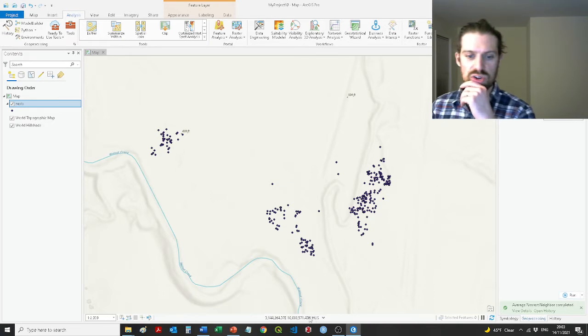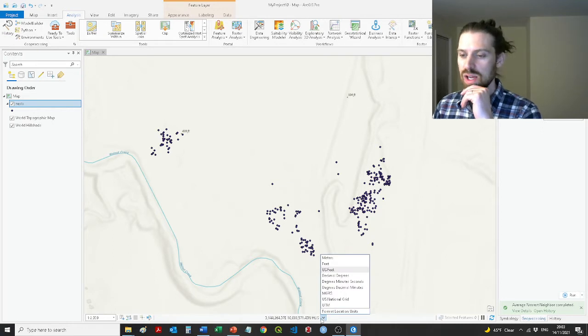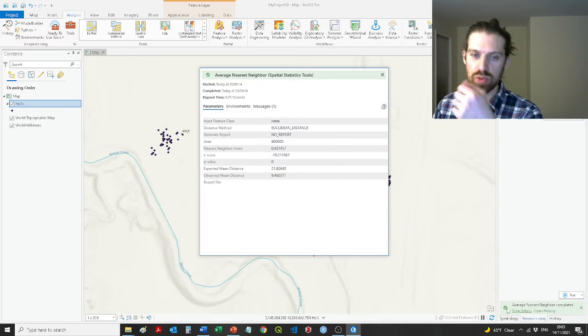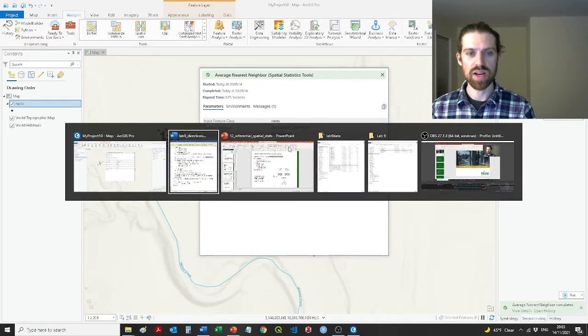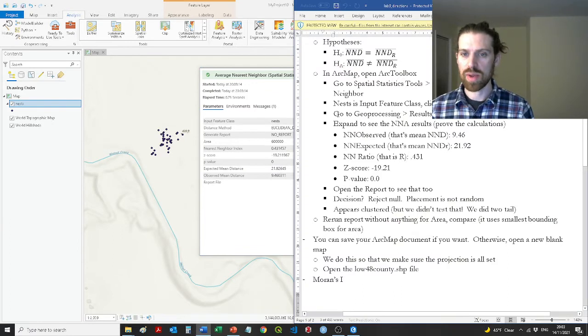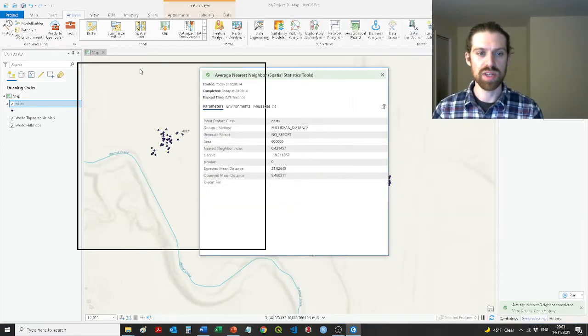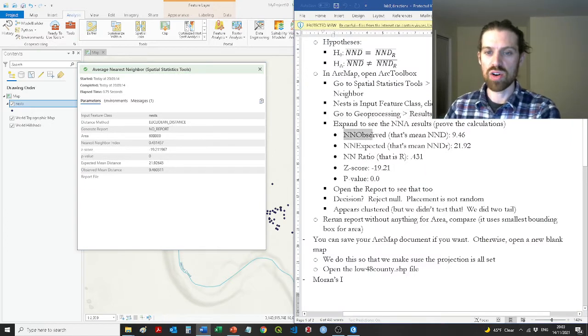This is currently in US feet. I don't normally use imperial projections, but this is what the data was in, so I thought I'd provide that case for you. Once we've got that, we've been through the geoprocessing here, and I've opened the results, we're then able to look at, let me open this simultaneously, the NN observed.